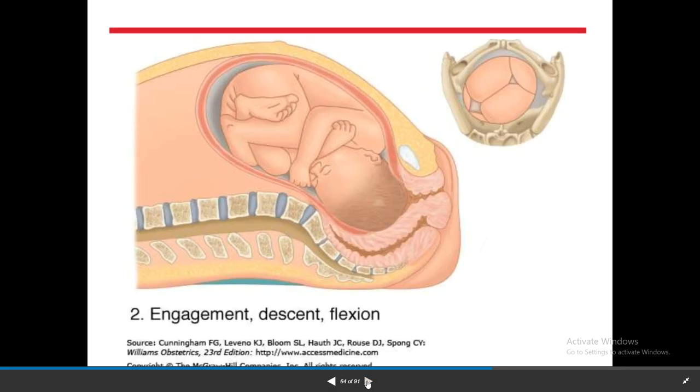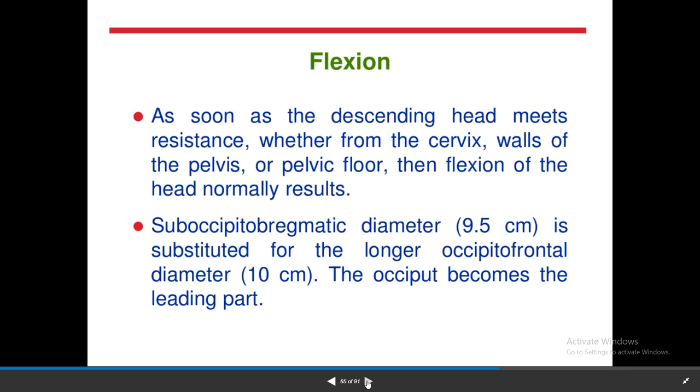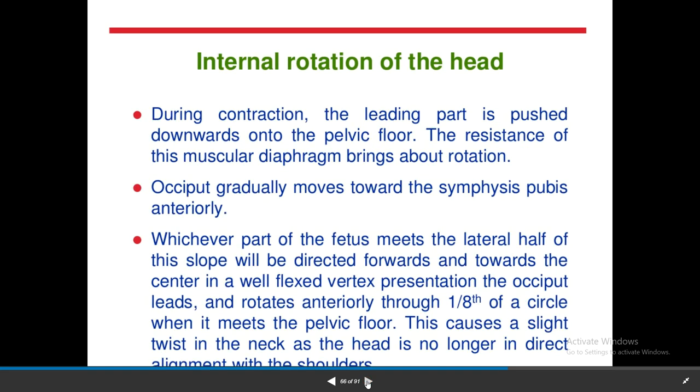Engagement, descent, and flexion. In this picture, you can see how the baby's movement is downward and forward, with a flexed baby attitude. Flexion: as soon as the descending head meets resistance, whether from the cervix, walls of the pelvis, or pelvic floor, flexion of the head normally results. The suboccipitobregmatic diameter, 9.5 cm, is substituted for the longer occipitofrontal diameter, 10 cm. The occiput becomes the leading part.